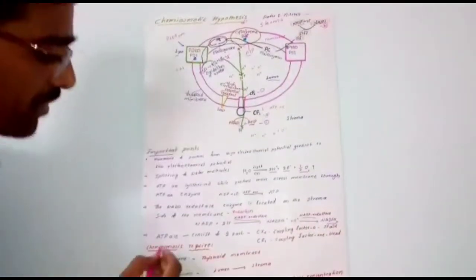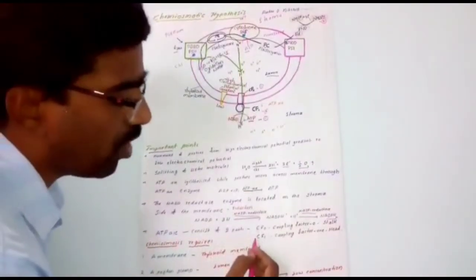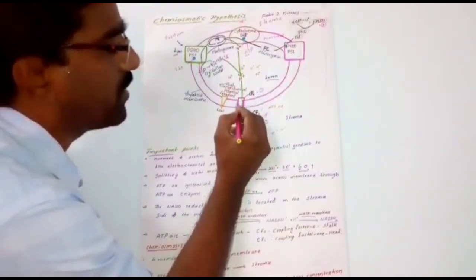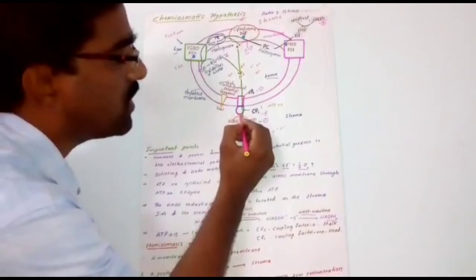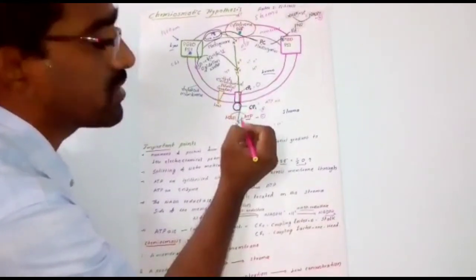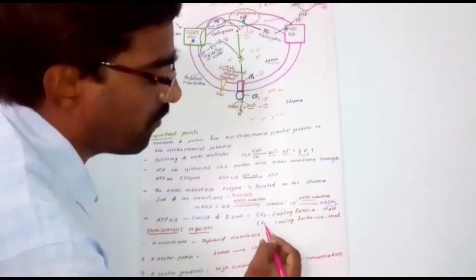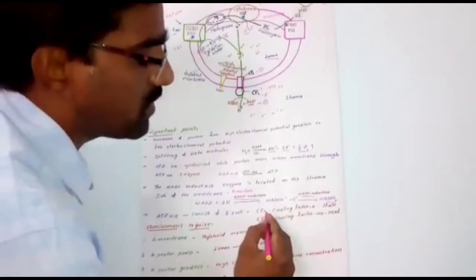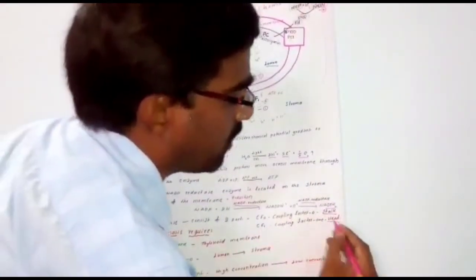Then the next concept is the structure of ATPase. The ATPase enzyme consists of 2 components. One is CF0, which is embedded in the thylakoid membrane. The other is CF1, which is outside the thylakoid membrane, on the stroma side. So coupling factor 0 and coupling factor 1 make up the structure of ATPase. Coupling factor 0 is also called the stalk, and coupling factor 1 is also called the head part.